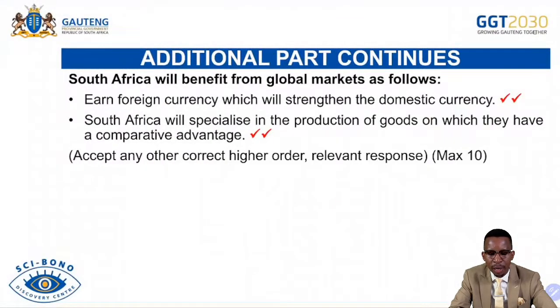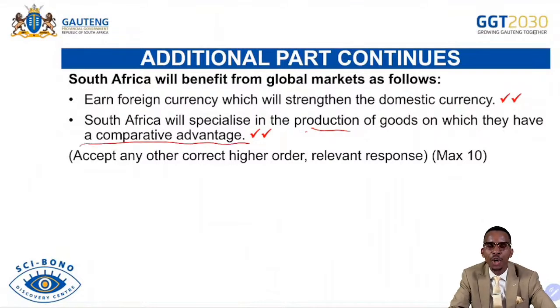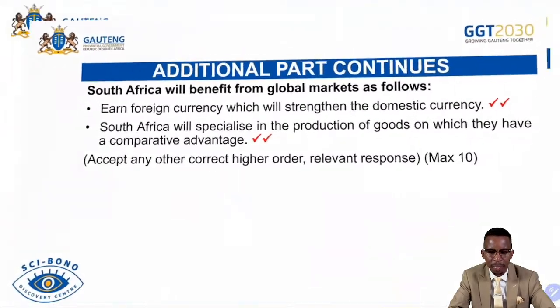And then the country will be earning foreign currency, which will strengthen the domestic currency. South Africa will specialize in the production of goods in which it has a competitive advantage. Local consumers will get international exposure, resulting in local businesses being very competitive abroad. Any other correct relevant response is accepted for a maximum of 10 marks.